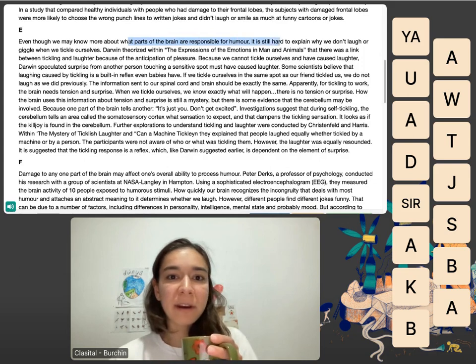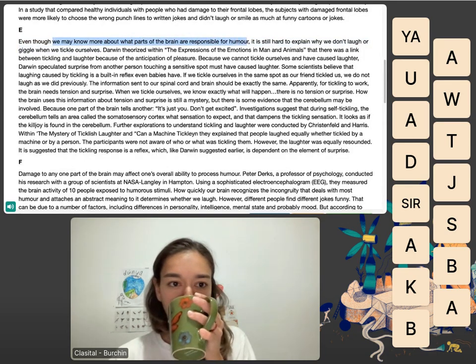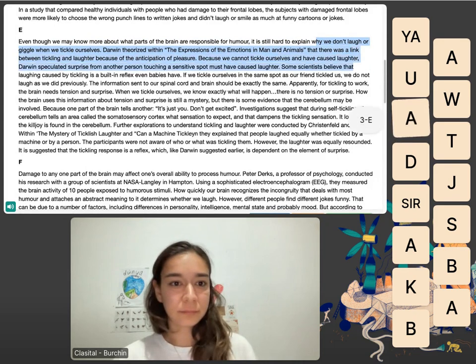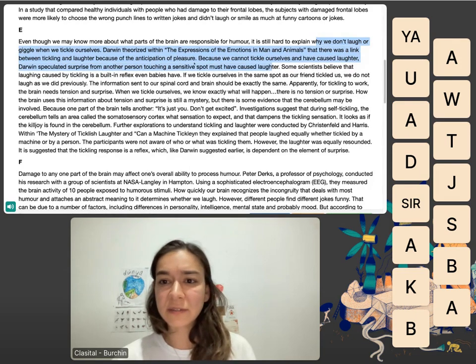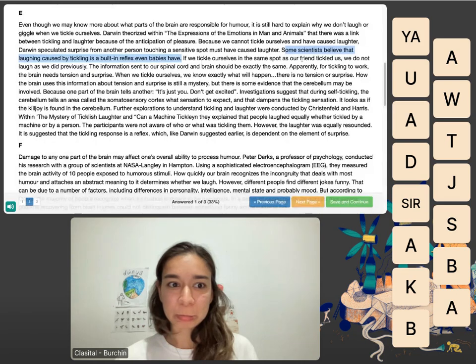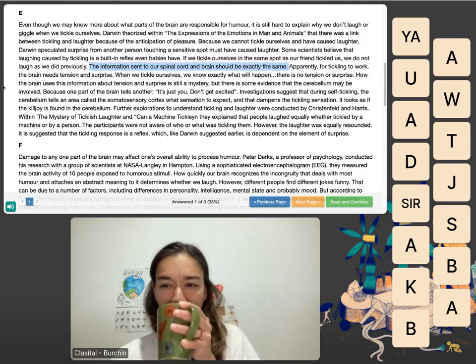Even though we may have known about the parts of the brain that are responsible for humor, it is very interesting, really. Why we cannot tickle ourselves: the tickle test. Darwin speculated something about another person touching the sensitive spot. Some scientists believe that laughing caused by tickling is a built-in reflex even babies have. The information sent to our spinal cord and brain should be exactly the same.